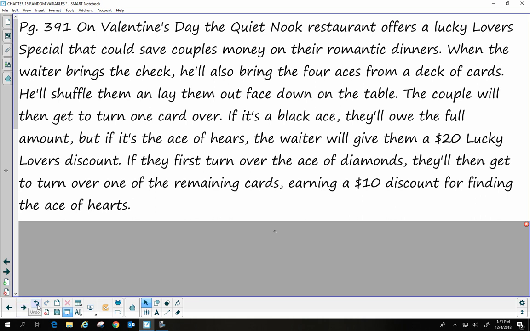So we want to do one more full example together before I'll leave you to it. This is on page 391. Do not write this down. You could go to 391 if you want to take a look at it, or you can just pause a second and read the scenario here.